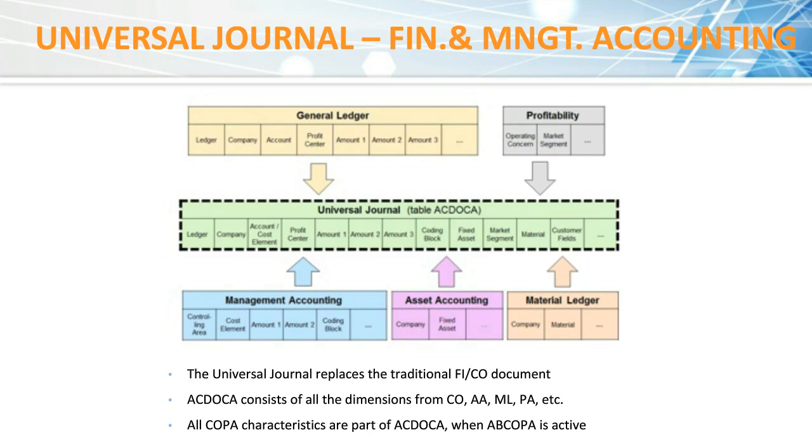To keep it simple, we can say that the Universal Journal brings together the various diverse worlds of GL, AR, AP, asset accounting, controlling, and COPA. So our focus will be to understand what all changes are there on the COPA side. And what it means to the business is that no more data reconciliations, but they get an end-to-end view of the data.